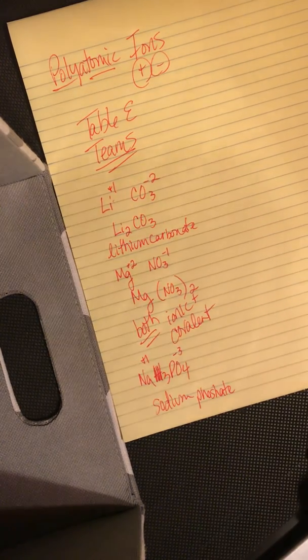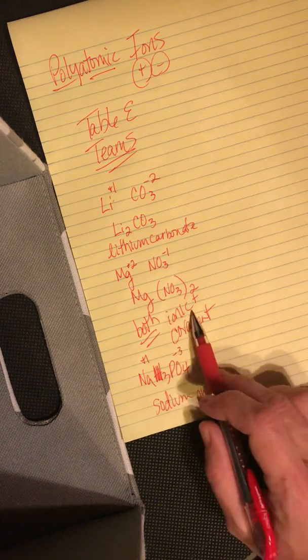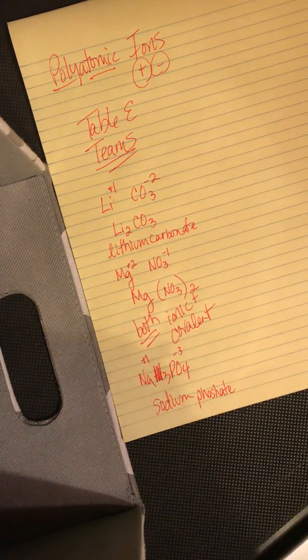So if you have any questions, come see me, but these are pretty easy because they're all on table E. You just have to remember to look there and keep the name the same, and that it is both ionic and covalent bonding when you put it with a metal.